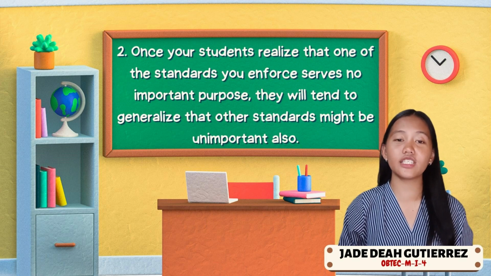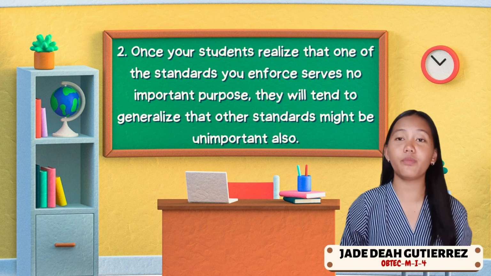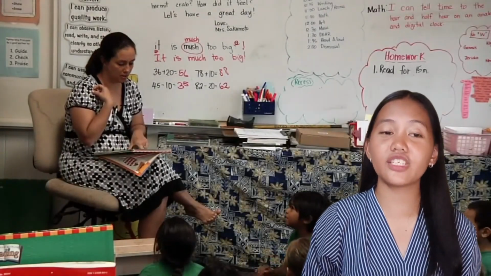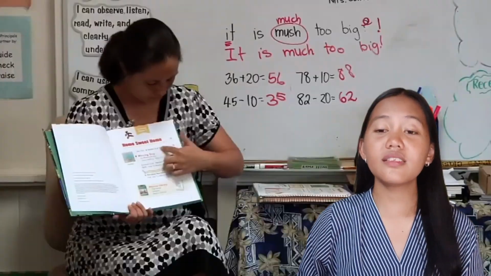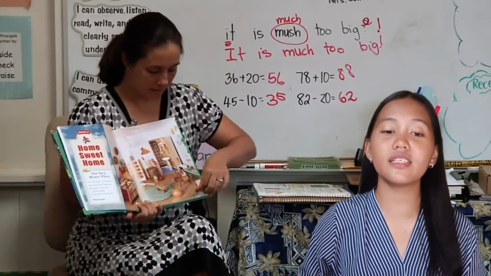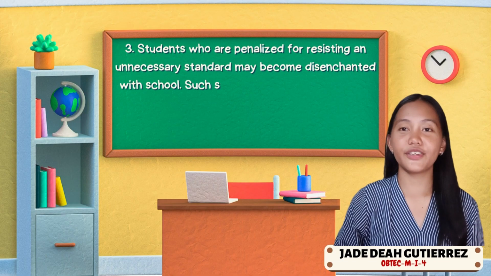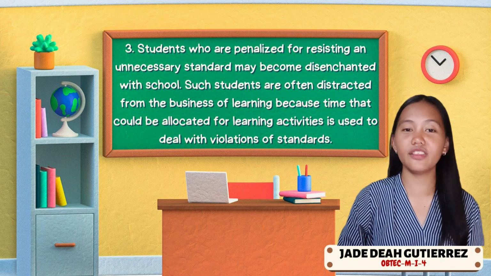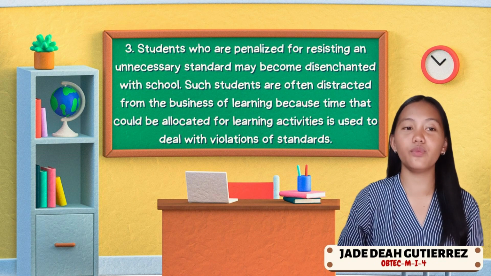Number 2. Once your students realize that one of the standards you enforce serves no important purpose, they will tend to generalize that other standards might be unimportant also. This can lead to a loss of trust in the educational system and its rules, as students may perceive them as arbitrary and unnecessary. Consequently, they may be less inclined to follow other rules and regulations, undermining the overall discipline and order within the educational environment.